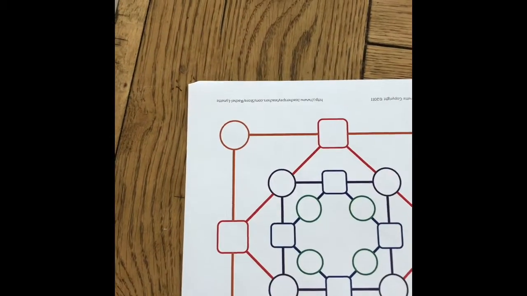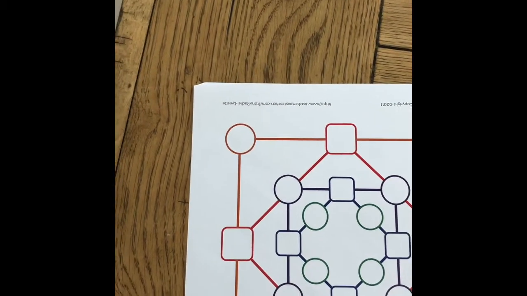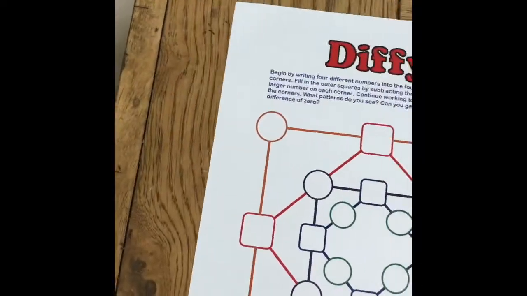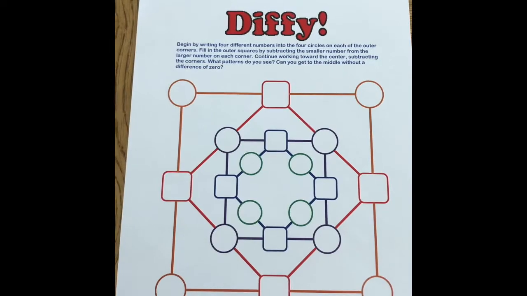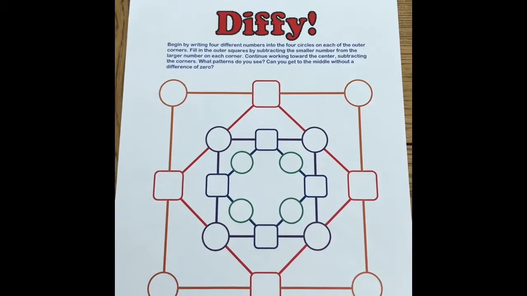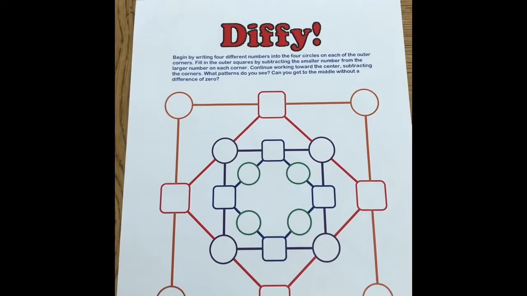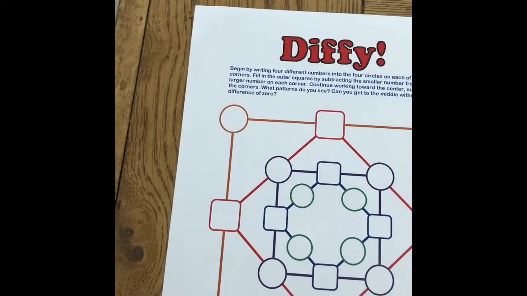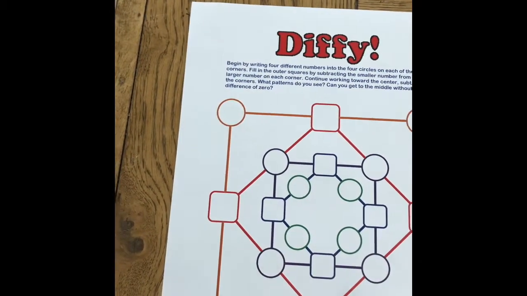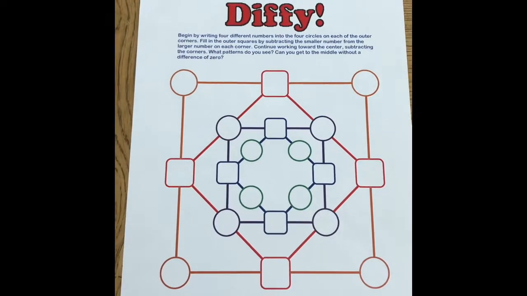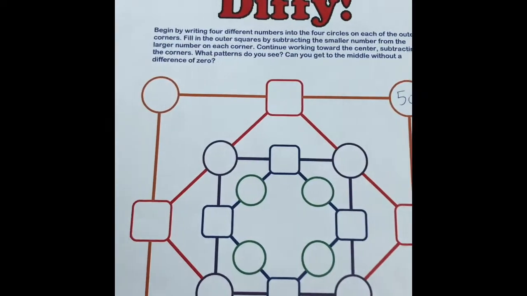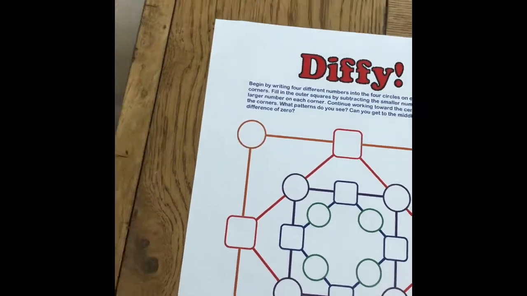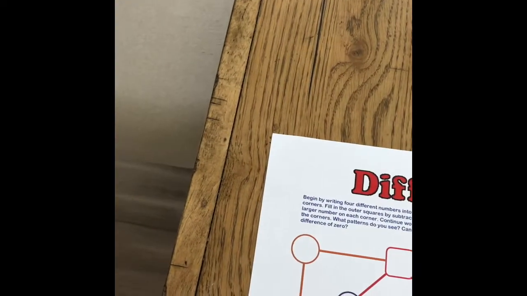My last one is called Diffy. This is a great puzzle to show somebody else. It is fun to see if you can get somebody else to solve this. What you're going to do is choose 3 numbers in the 3 circle corners, any numbers you like. So let's do 50, let's do 15, let's do 60, and let's do 20.